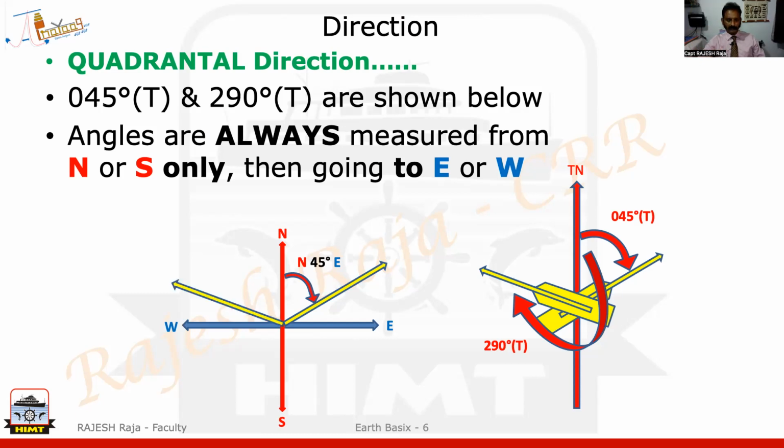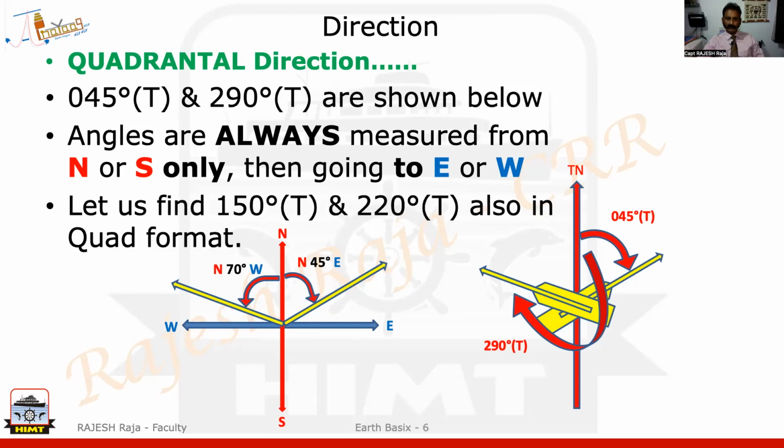I'm going to show you what is 290. Again, always going from either north or south. The closest is north. So it is called north 70 west. I'm going to give you just two more questions, let us solve this 150 and 220. So 150, you know it is in the southeasterly quadrant, but the angle has to be measured always from south. So it will be called south 30 east. What about 220? It is measured only from south and it is called south 40 west.